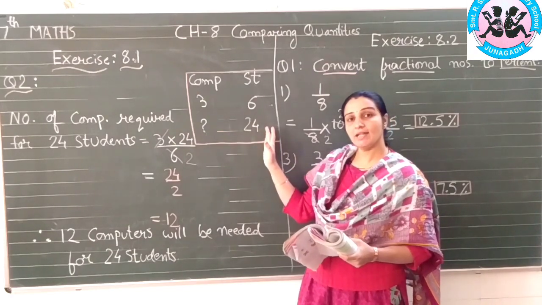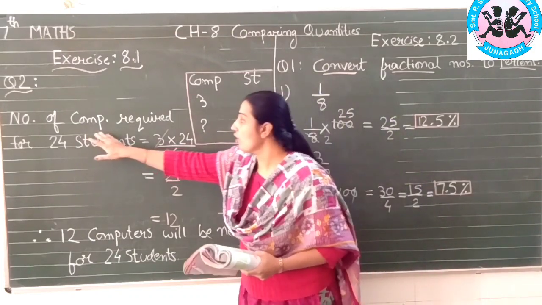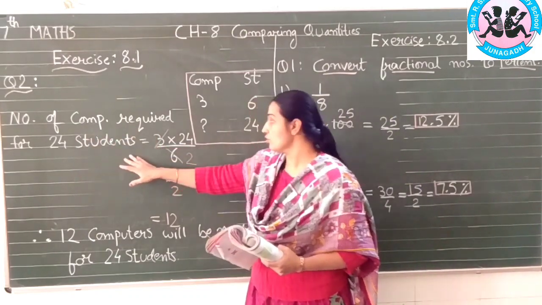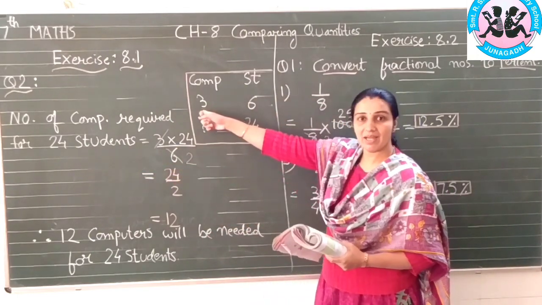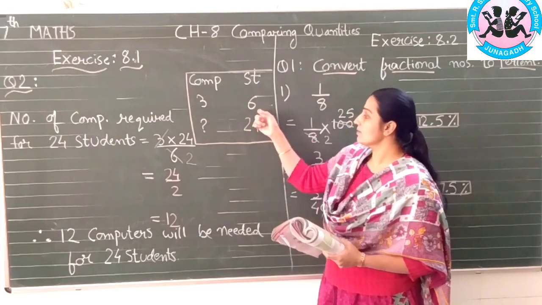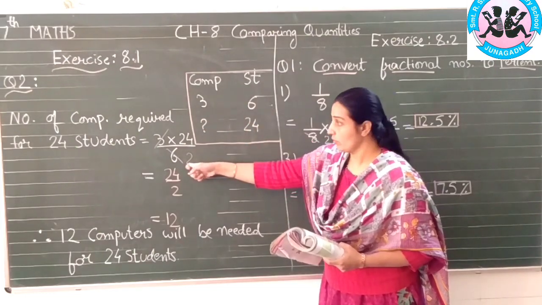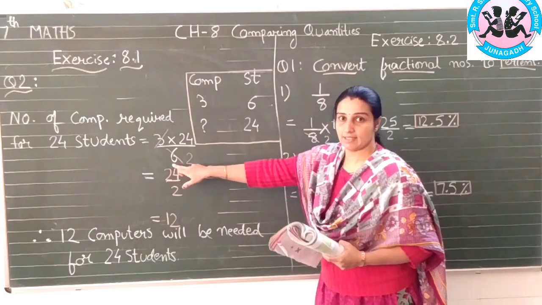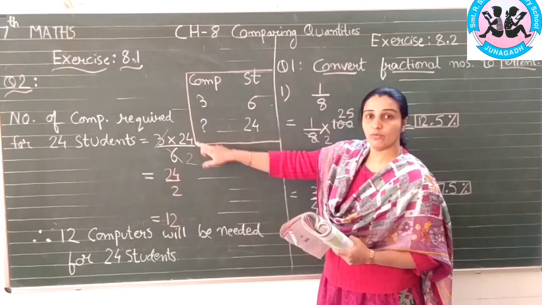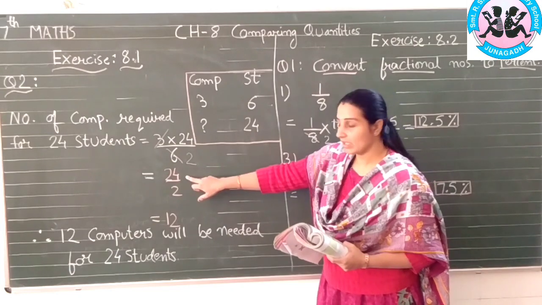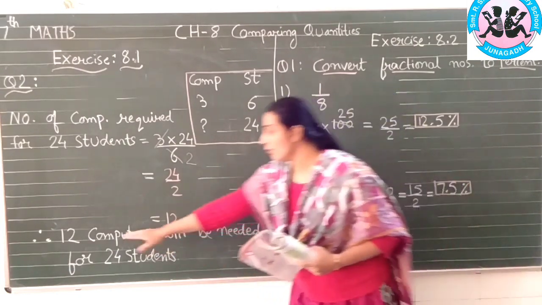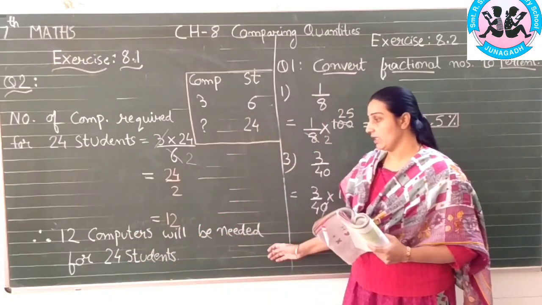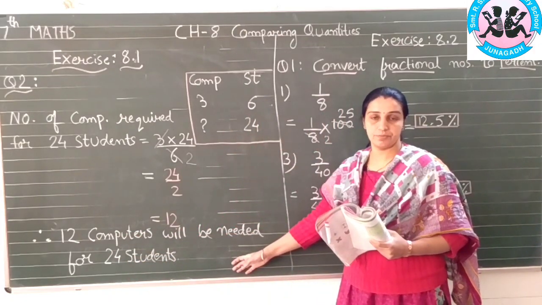This you had studied in your lower standard also. So the number of computers required for 24 students is equal to, by cross multiplication, 24 multiplied by 3, and this 6 will go to the division position. 3 twos are 6. Now you just have 24 upon 2. So when you divide 24 by 2, you will get the answer 12. Therefore, 12 computers will be needed for 24 students.